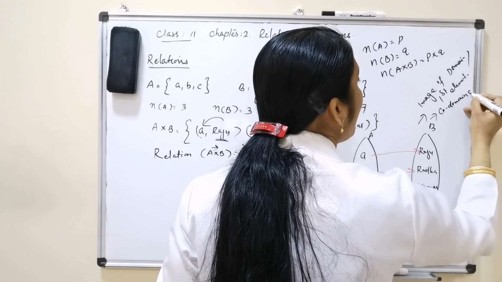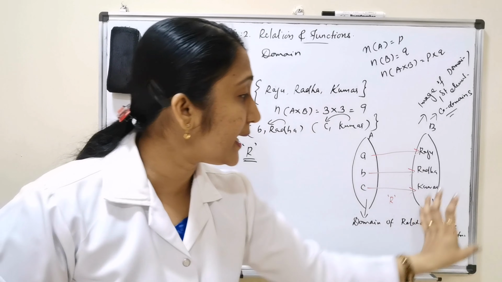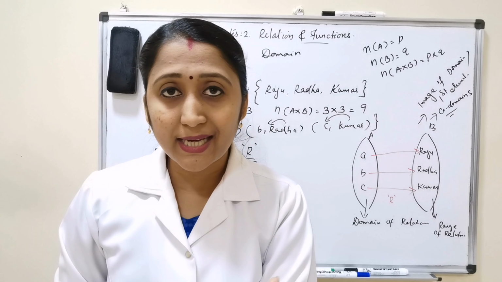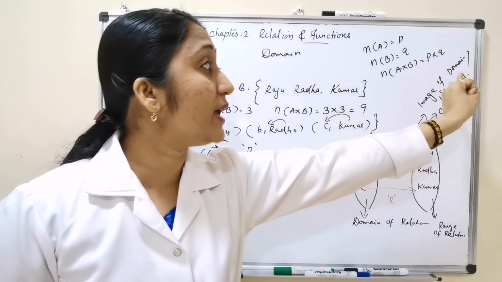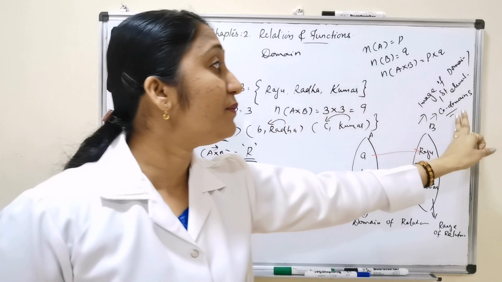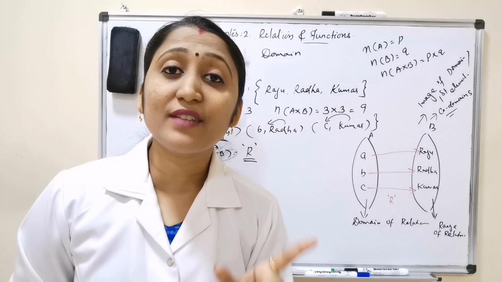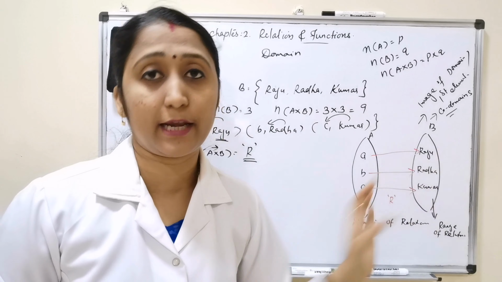So the B elements are called by three names. First, B elements are called the range of the relation, and the image of the domain or image of the first element, and the third one is the codomain of the first element. These are the three names.